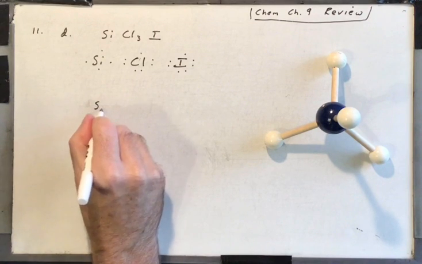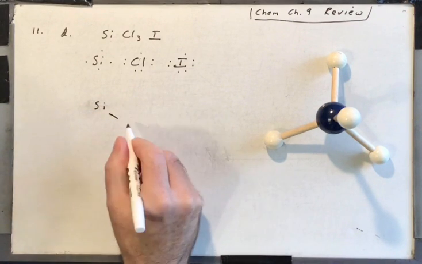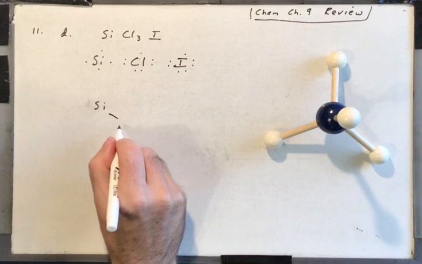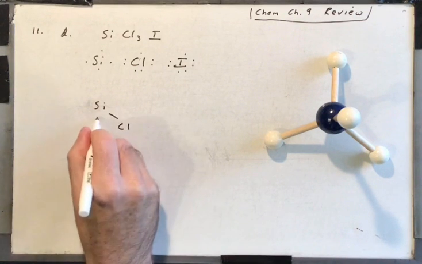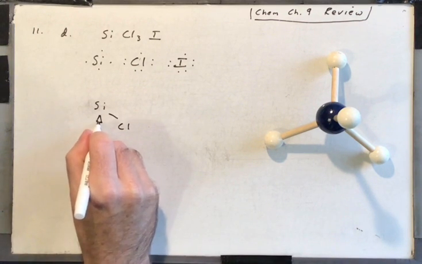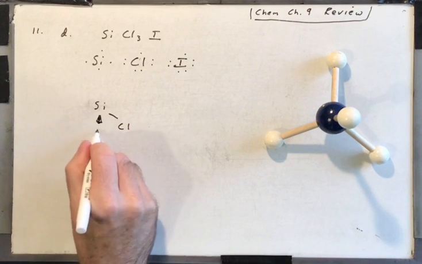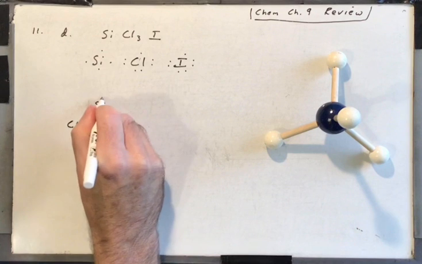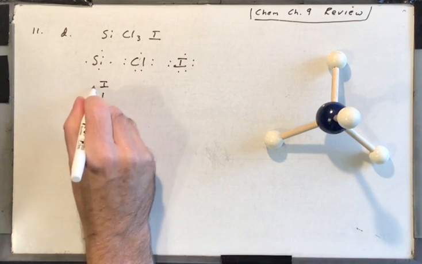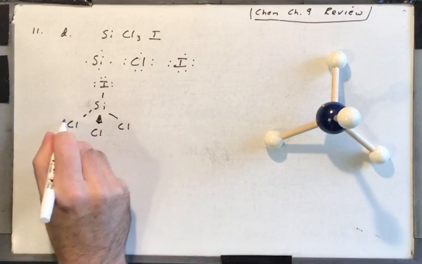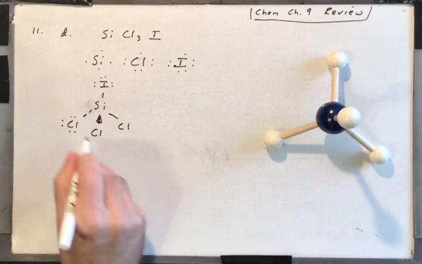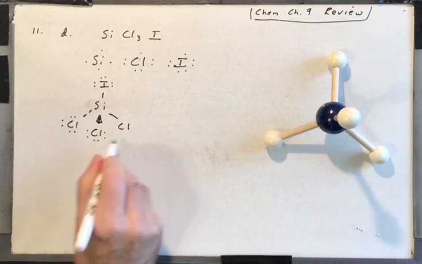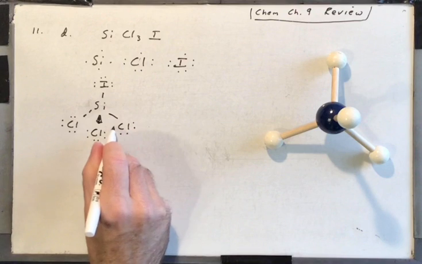All right, so let's put silicon in the center. What do you want to do? Let's put the chlorines at the bottom. But it doesn't really matter how you want to do it. Maybe you could put iodine right there if you prefer. But I'll put the iodine on top.